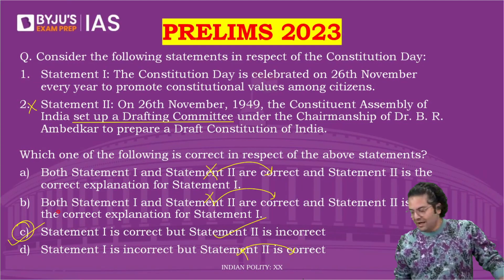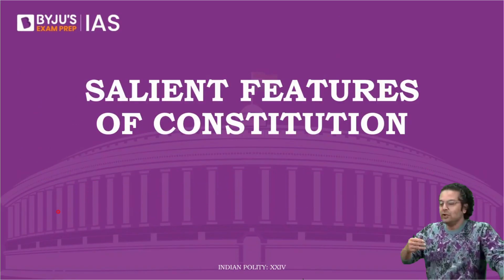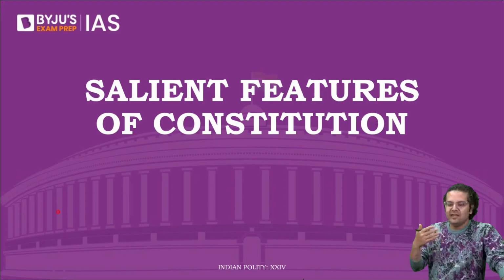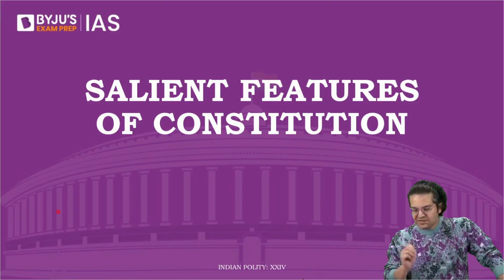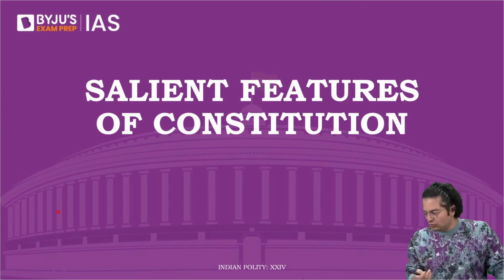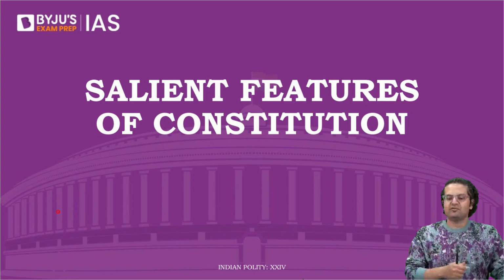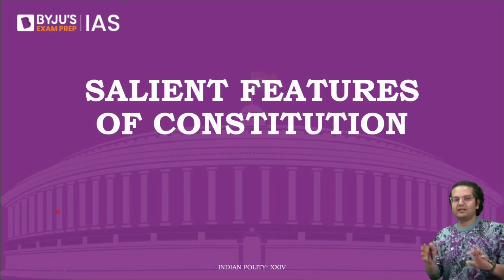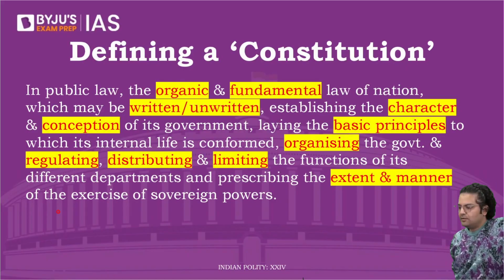Okay. Now the salient features of our constitution. Since we know everything now, it is very easy for us to understand those salient or important features. But before that, we should also know the definition of the constitution. So this is more like the Chatur definition in Three Idiots.